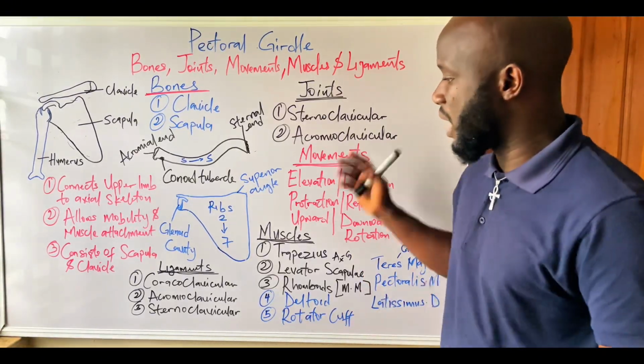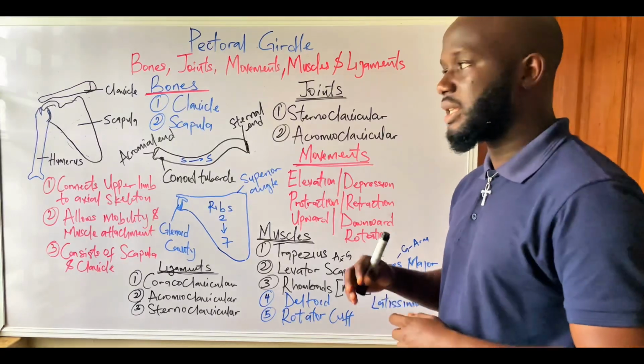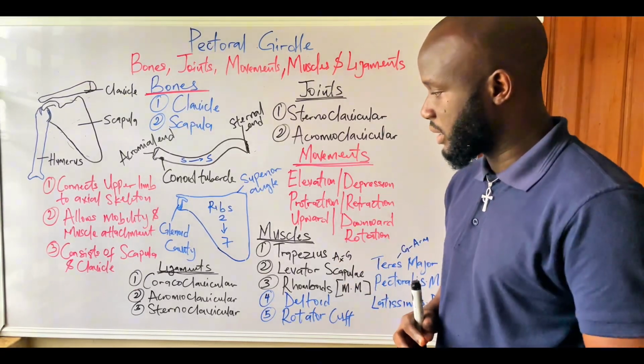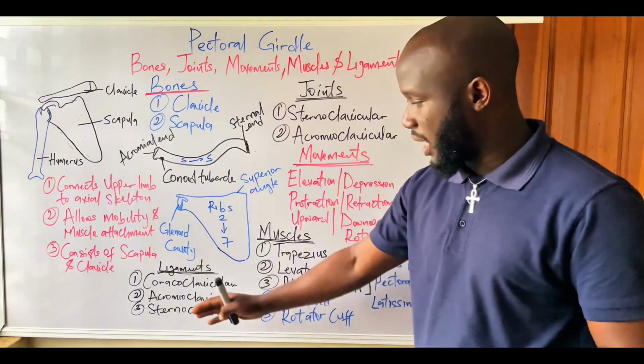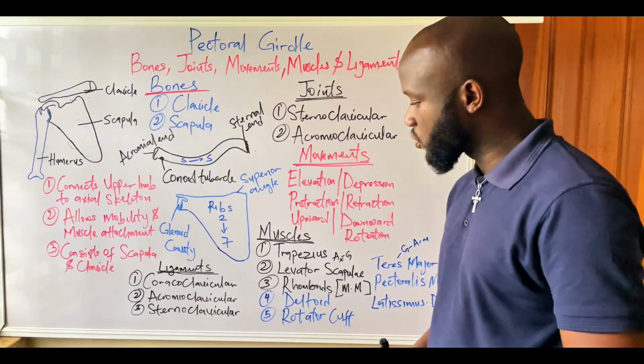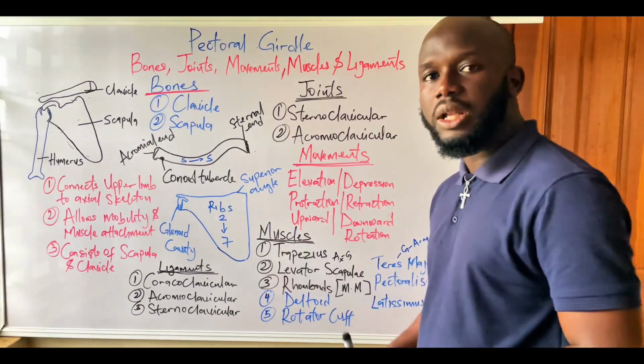So let's go to the ligaments. We have ligaments that act on the pectoral girdle, and they involve the coracoclavicular ligaments, the acromioclavicular ligaments, and we also have the sternoclavicular ligaments.